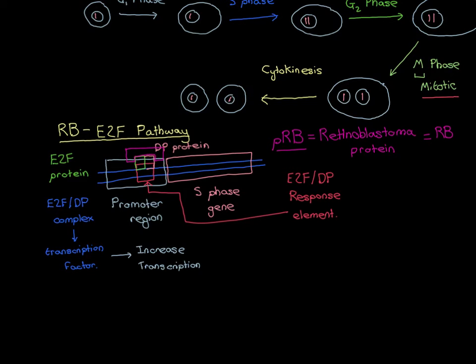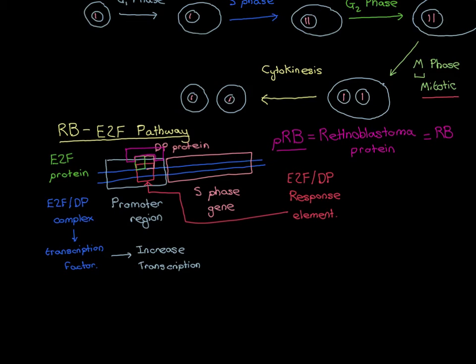So this is the reason that usually we are not expressing the S-phase genes, because the retinoblastoma protein is bound over the E2F DP complexes. So here we are then now. This is the retinoblastoma E2F pathway.